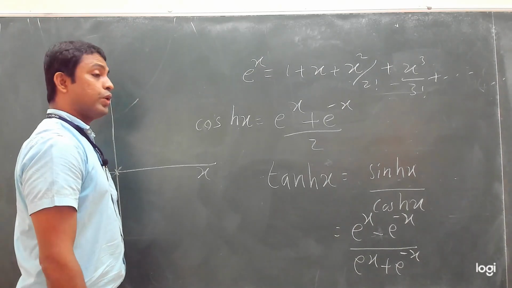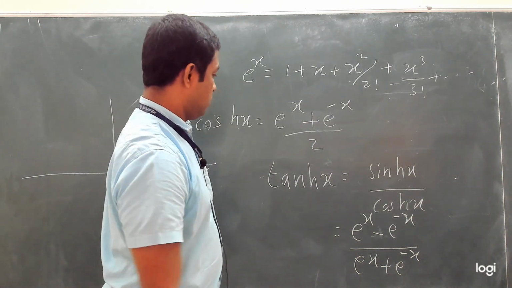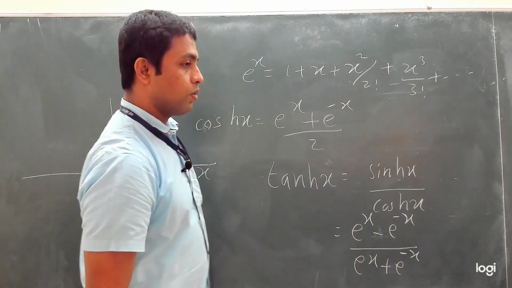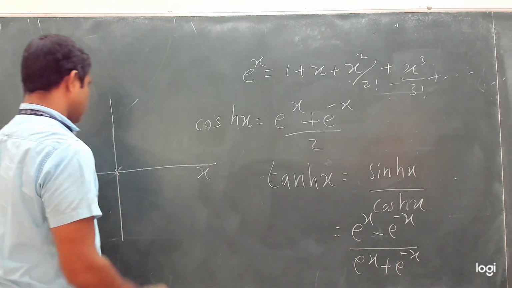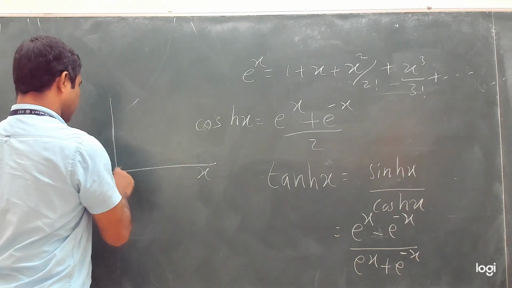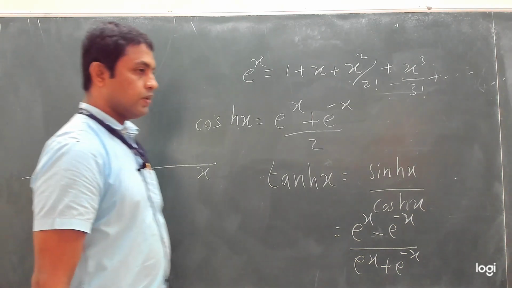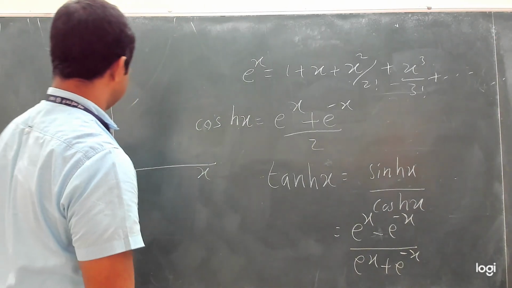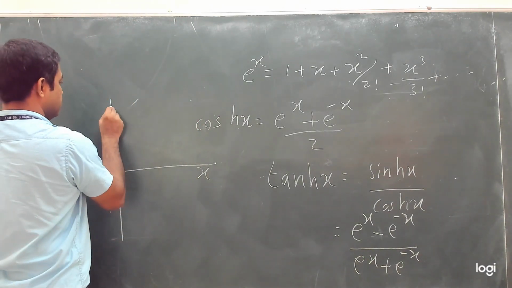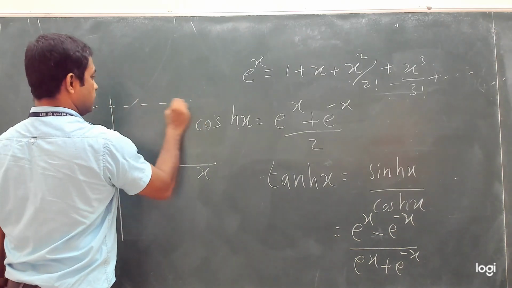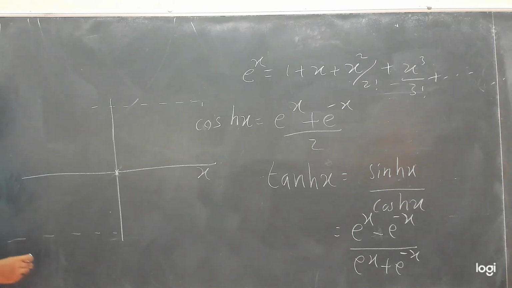Now, you tell me, at x is equal to 0, what is the value of tan hyperbolic? It will be 0. At x equals 0, it will be 0. Okay. Then at x equal to infinity, 1. At x equal to minus infinity, minus 1.